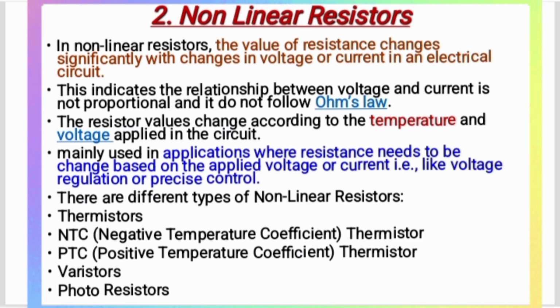They are thermistors. Thermistors change their resistance based on temperature. They are used extensively as temperature sensors or current limiters. NTC, negative temperature coefficient, thermistor. PTC, positive temperature coefficient, thermistor. Varistors. Varistors change their resistance based on the voltage applied across them. Photoresistors. Photoresistors change their resistance based on the intensity of light striking their surface.